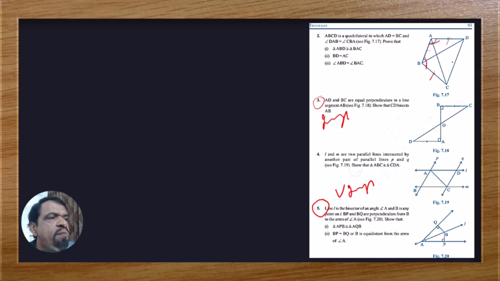See, if you are not able to understand the quadrilateral, you can draw the diagram separately. In this way, you can do good practice of geometry. See, these two triangles I have drawn separately. Now you can see AD equal to BC is given in the question, and AB is common, and angle A equal to angle B is given, angle DAB and CBA. So these two triangles are congruent by SAS.